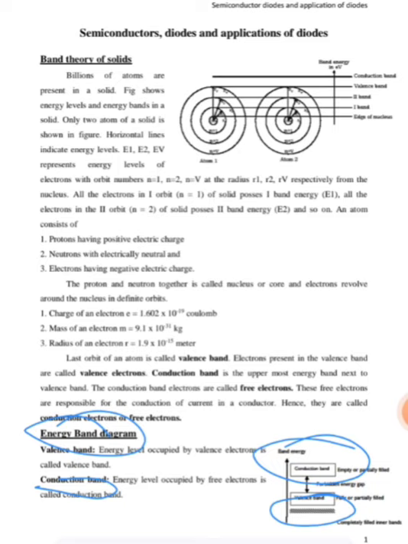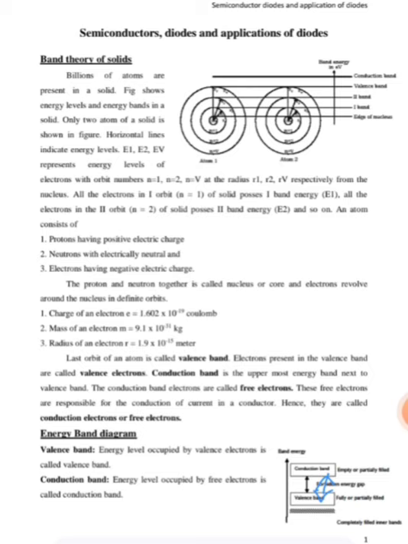And the electrons, that is the free electrons, where they are present, we call that the conduction band. Because these free electrons are responsible for the conduction of current, we are going to call it the conduction band. And the space between the valence band and the conduction band is called the forbidden energy gap.